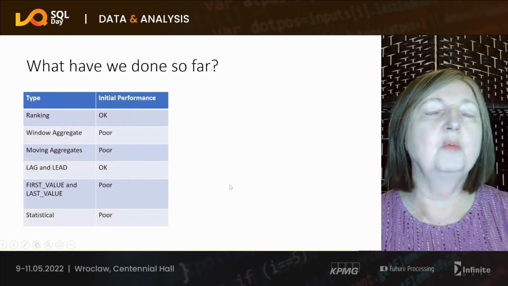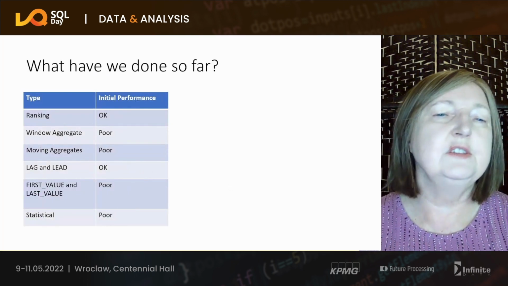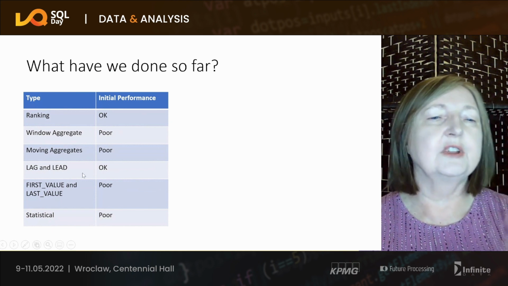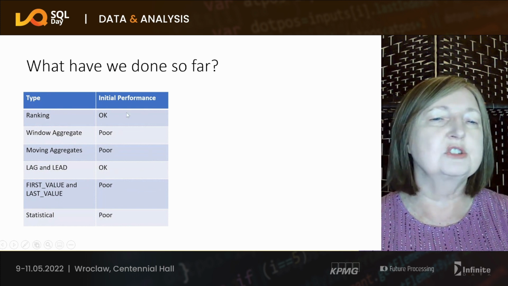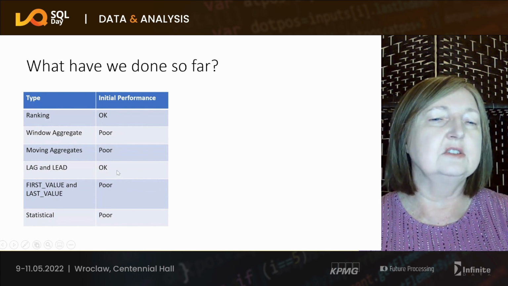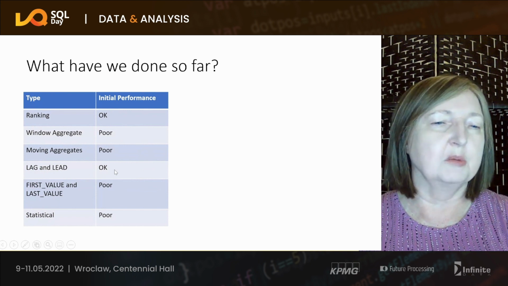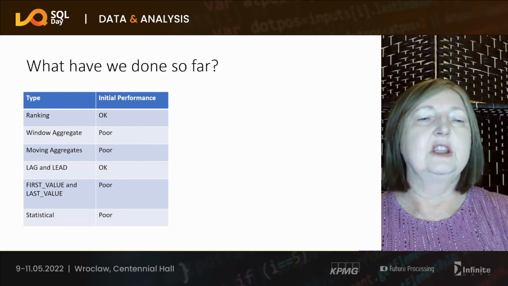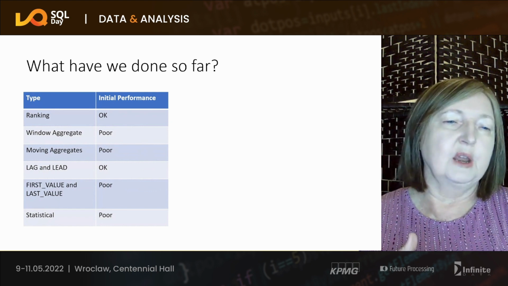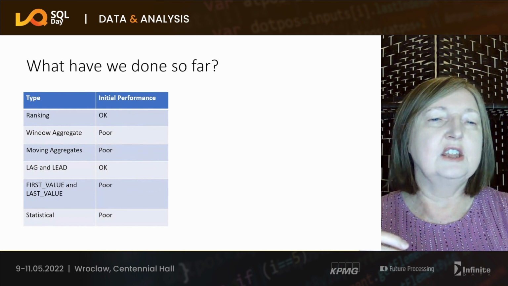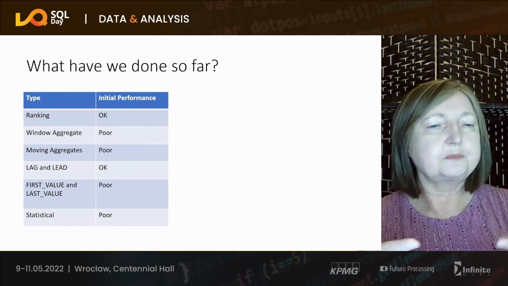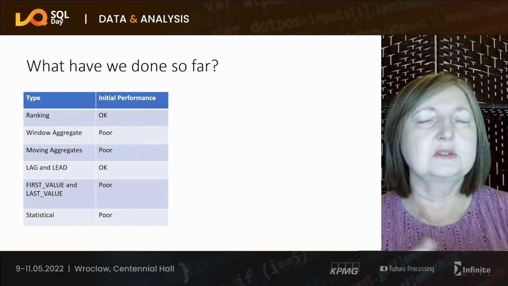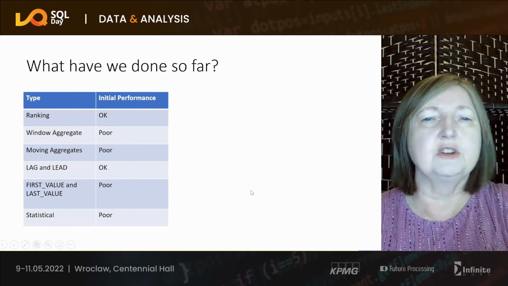Okay, so what have we looked at so far? We've seen that ranking functions and lag and lead, I don't think I specifically pointed that out, but those two are the ones that don't show a large work table, or at least it shows 0 for work table. That means it's created in memory. They are both using work tables, but they are not taking a lot of resources. So we have 4 other situations where the performance is not great. So what can we do?